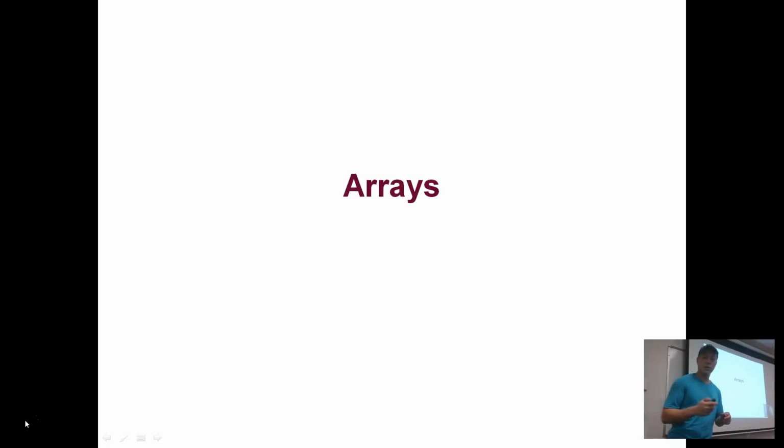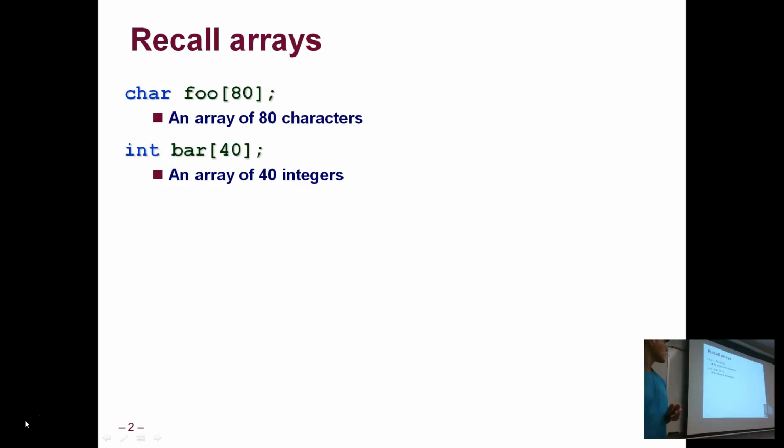Okay, so I am going to cover how arrays are allocated in memory and how they're accessed by your program. Just to brush up your memory, these are how you declare arrays. You define a type, you have the name of the variable, and then the size of it, how many elements there are. So this is an array of 80 characters. This is an array of 40 integers.